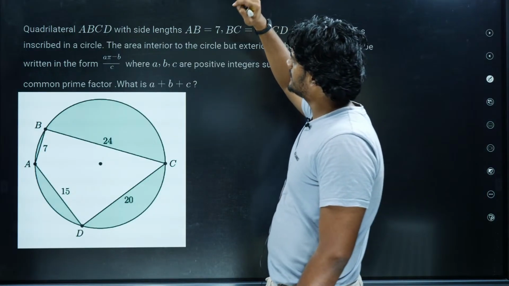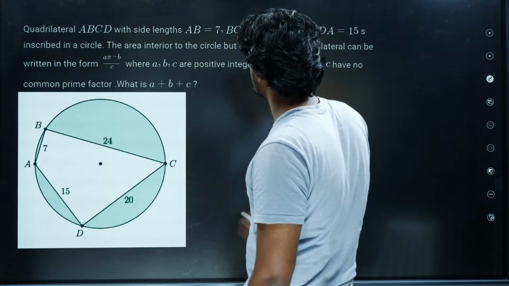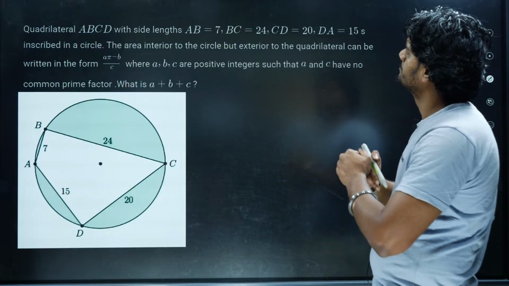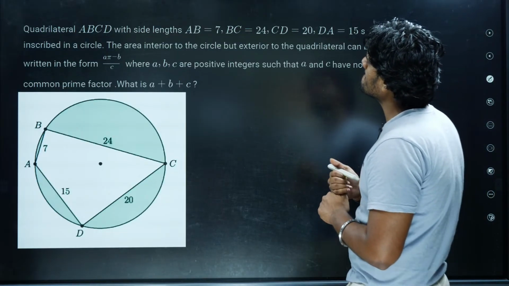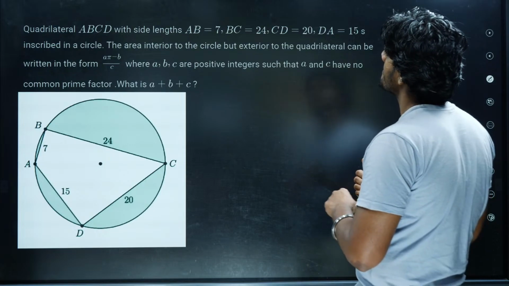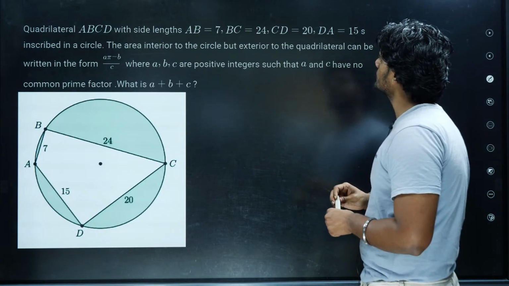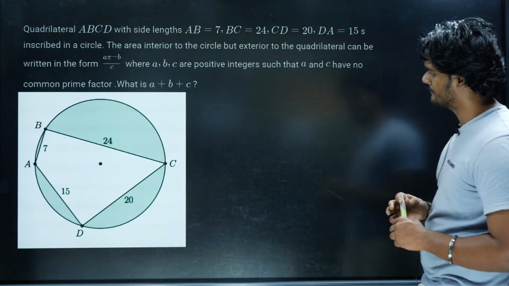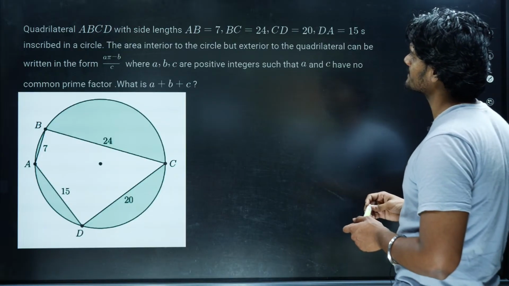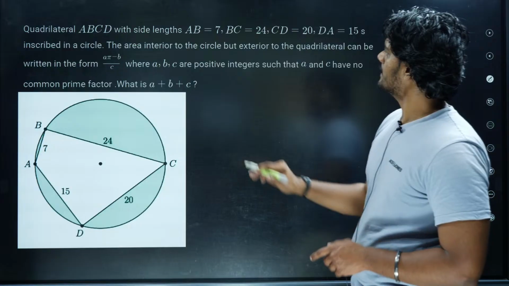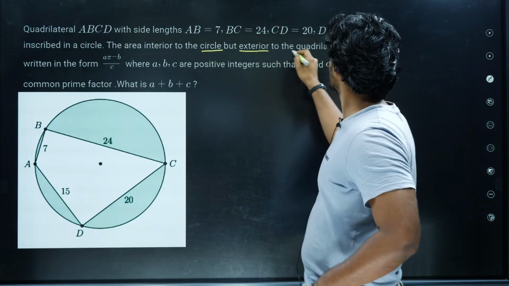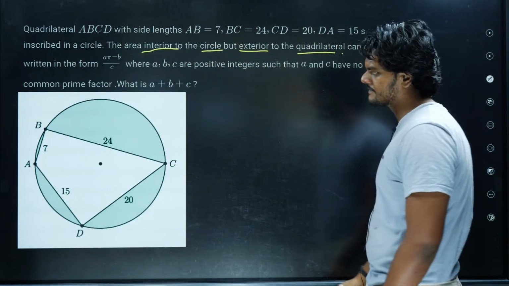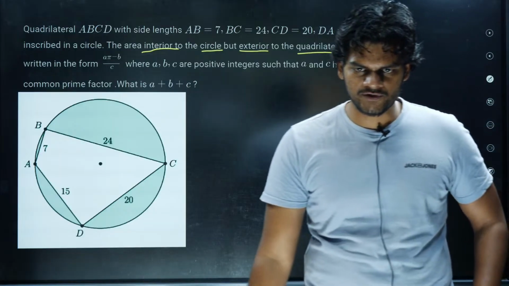A quadrilateral ABCD is cyclic, first of all, and AB is equal to 7, BC is equal to 24, CD is equal to 20, DA is equal to 15. Okay, that's very interesting. The area interior to the circle but exterior to the quadrilateral can be written of that form. What is A plus B plus C? Figure it out. It's a very good question.